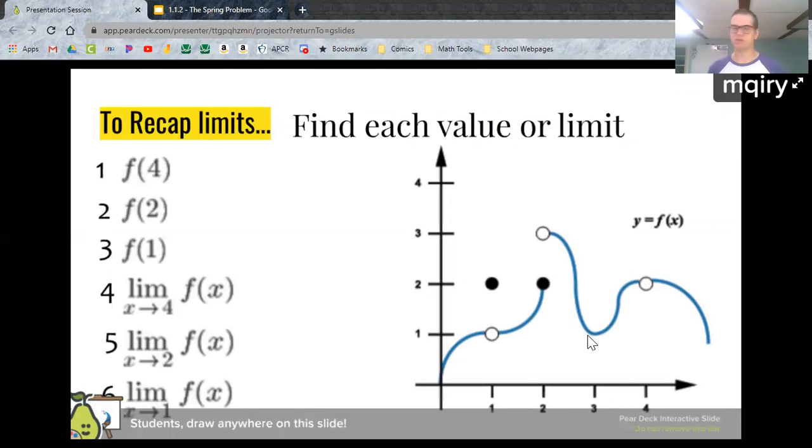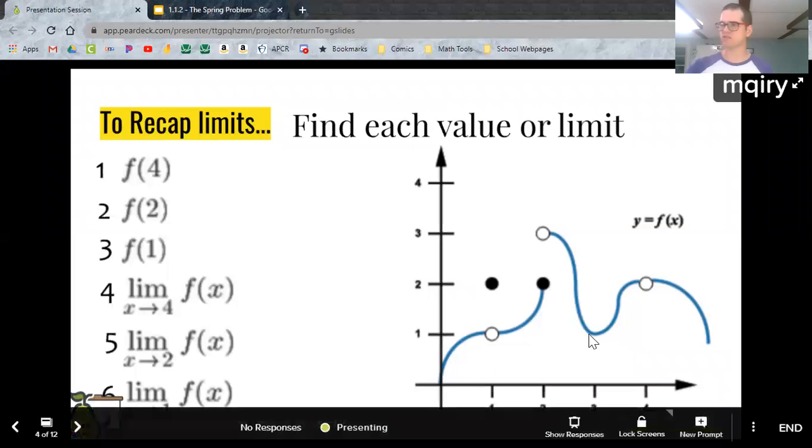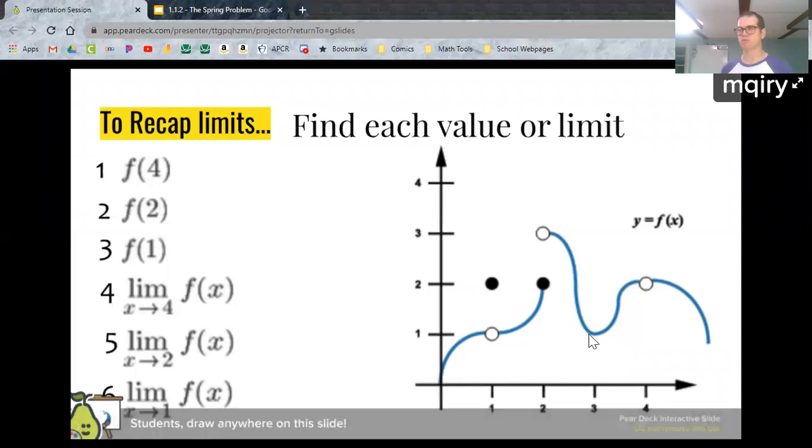Okay, you get to doodle some more. So you have 2 minutes to try to find the value of 1 through 3, and then try to find the limits for 4, 5, and 6. So again, I'm going to give you 2 minutes to try to do the best you can. This is trying to recap and reactivate knowledge that we worked on last year. Okay, so you have 2 minutes, go.